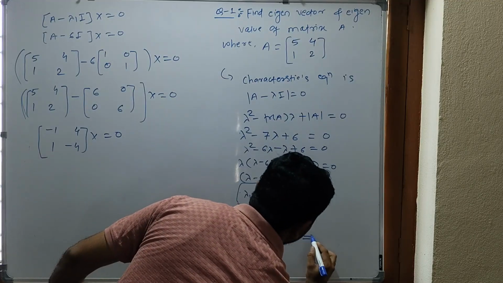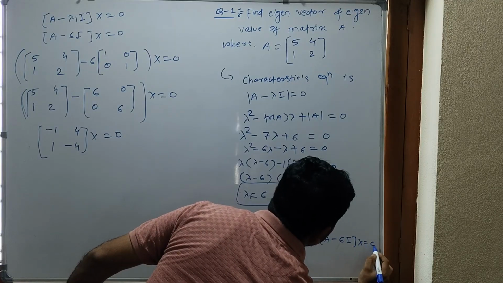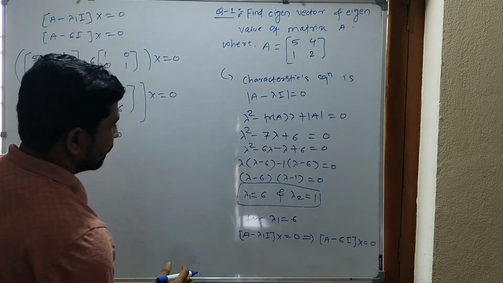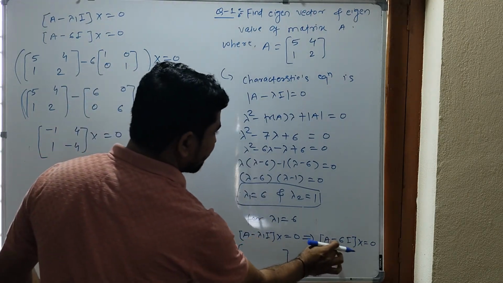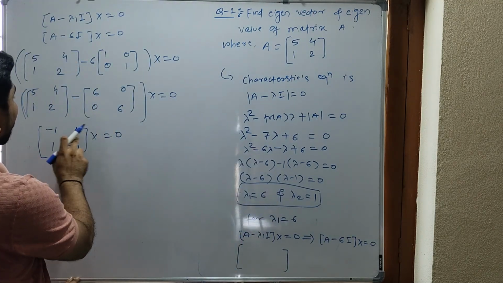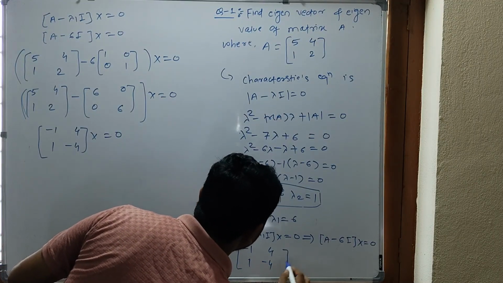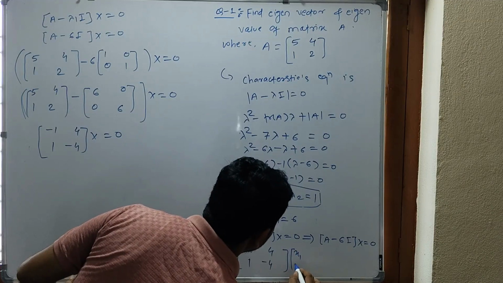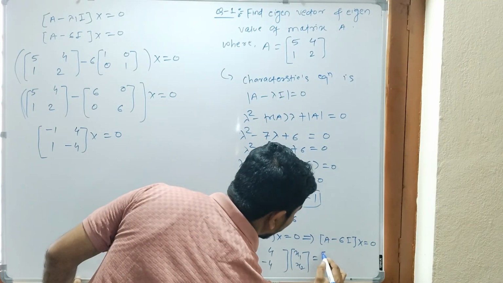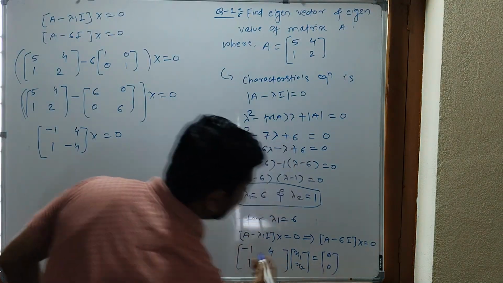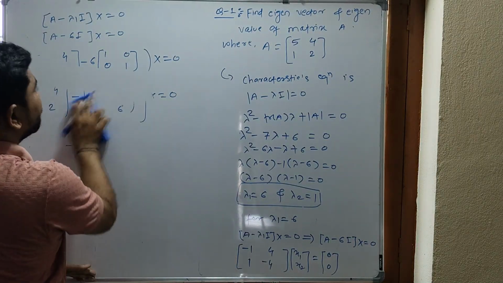So (A minus lambda 1 times I) times X equal to 0 is the same as (A minus 6I) times X equal to 0. Here I will write this matrix directly: the A minus 6I matrix is minus 1 4 1 minus 4, times x1 and x2, which is equal to 0 and 0. Now this is my homogeneous system of equations: two equations, two unknowns.